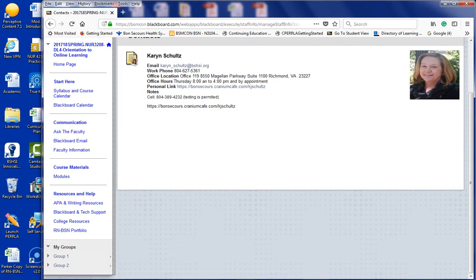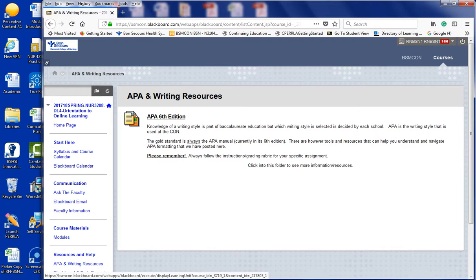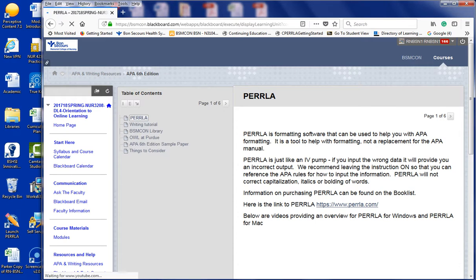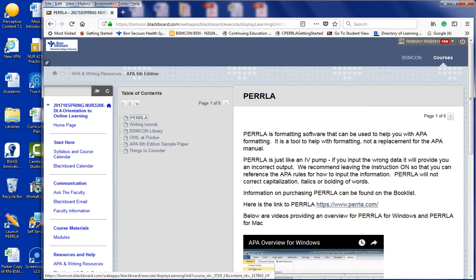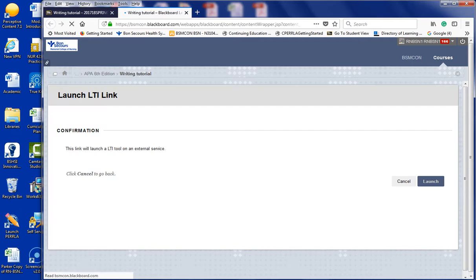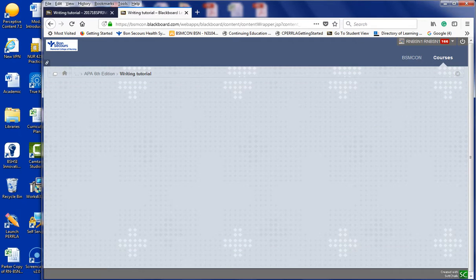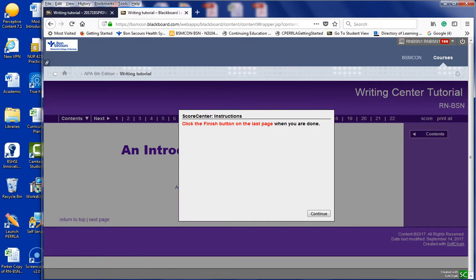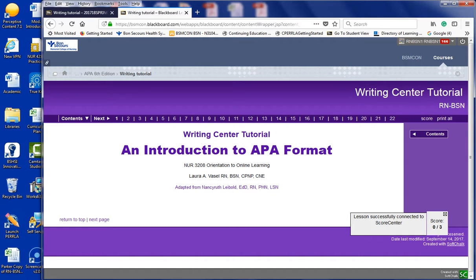And I'm going to skip modules. Here are some resources that are very important for you. APA writing resources. We have the APA manual, 6th edition. There's a writing tutorial that I don't want to get into, so I'm going to cancel. But they call it a soft chalk, so you just follow the directions.